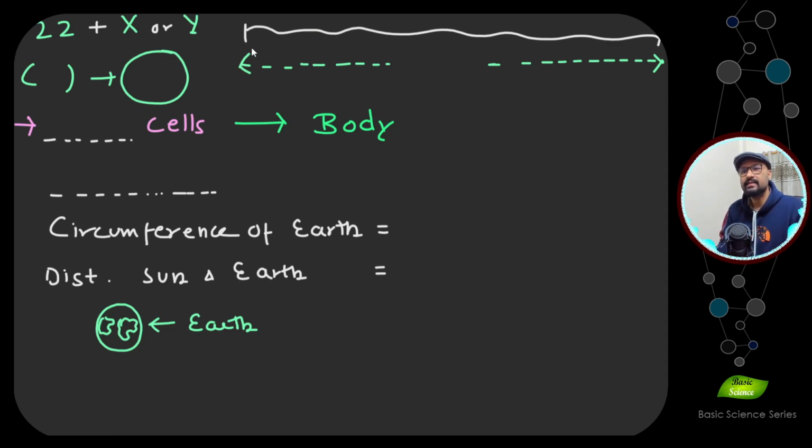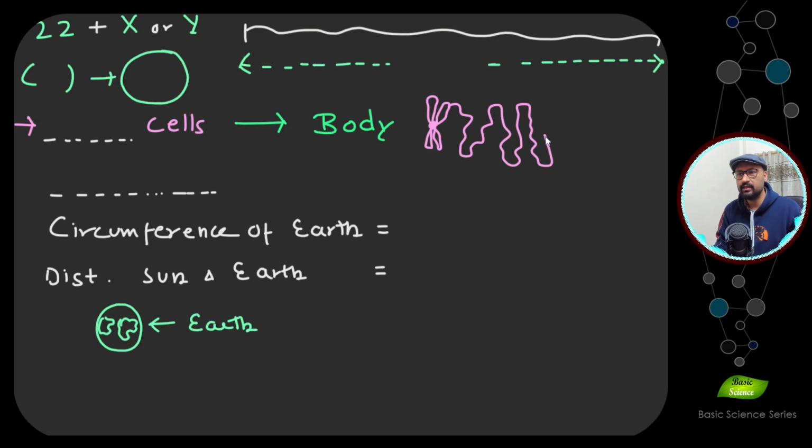Suppose you took those chromosomes, linearized them, and made a thread from all of them. So what is a chromosome? A chromosome is nothing but the compact form of the DNA. It is basically a long DNA, and when it is compacted, it forms a structure like this.